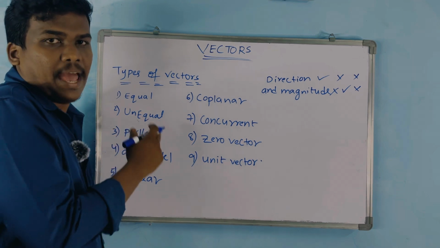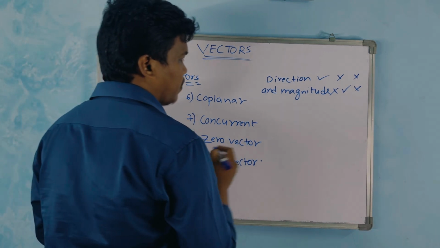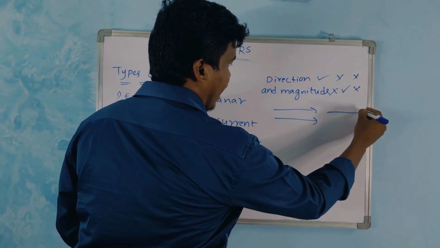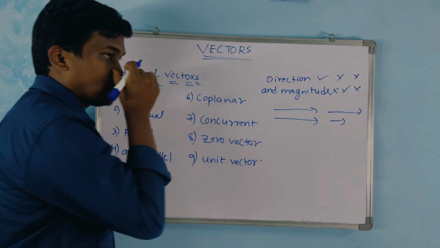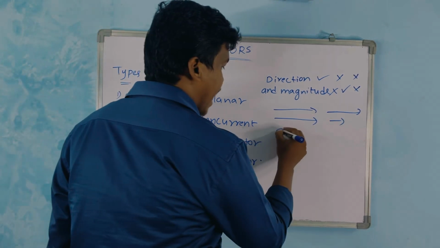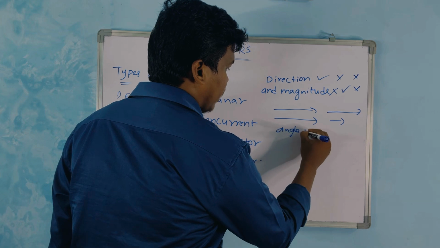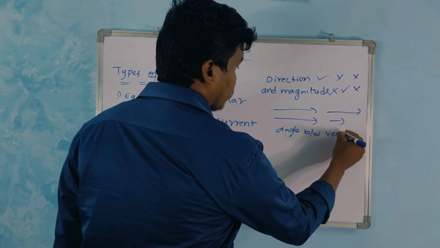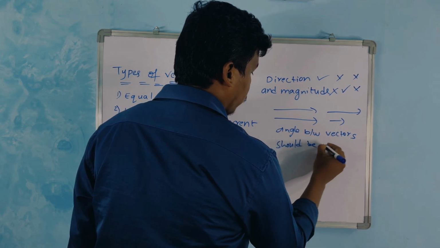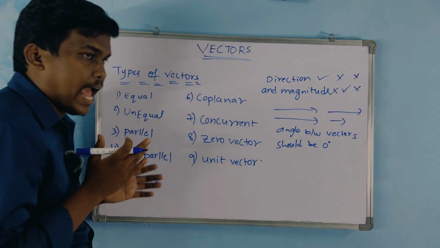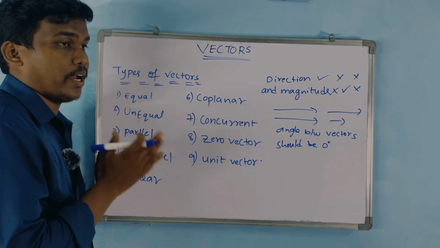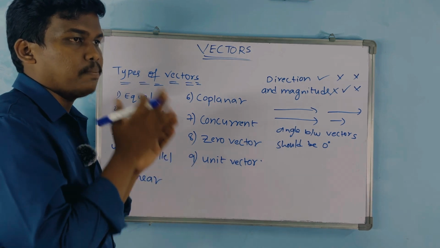What do you mean by parallel vectors? Parallel vectors are vectors which are parallel, like this. These types of vectors are parallel vectors. They should be parallel to each other. That means the angle between the vectors should be 0 degree. If the angle between two vectors is 0 degree, then those two vectors are called parallel vectors.